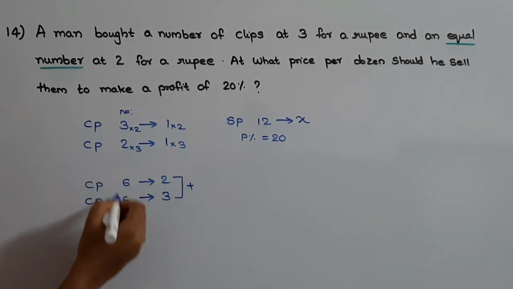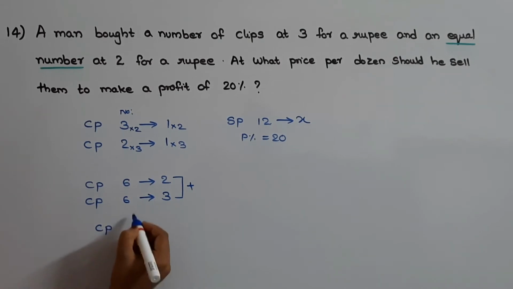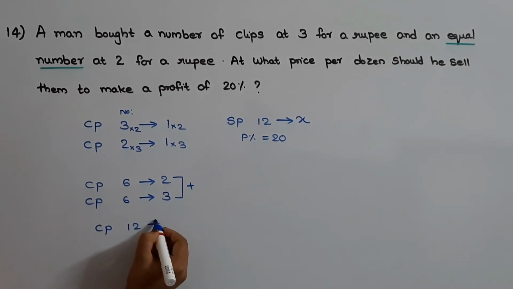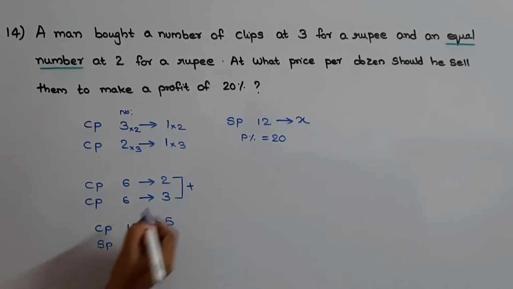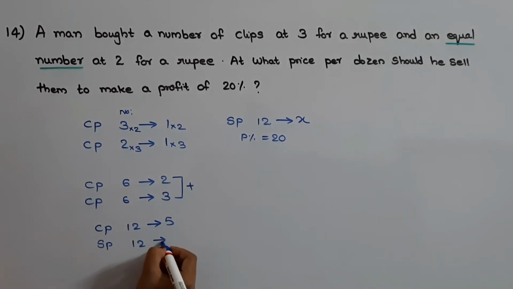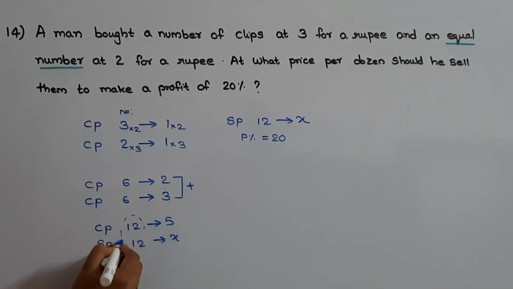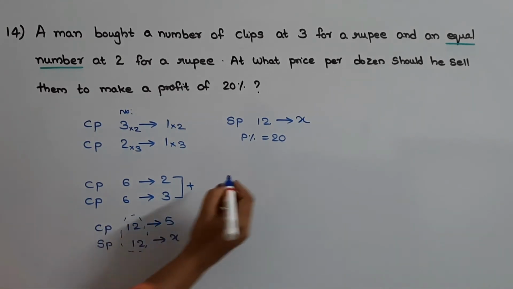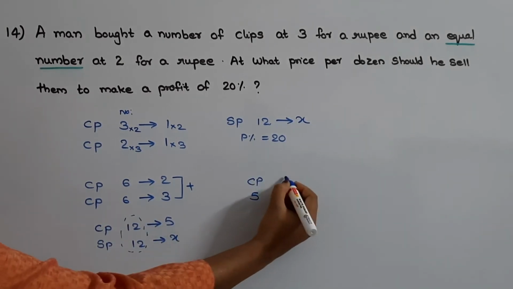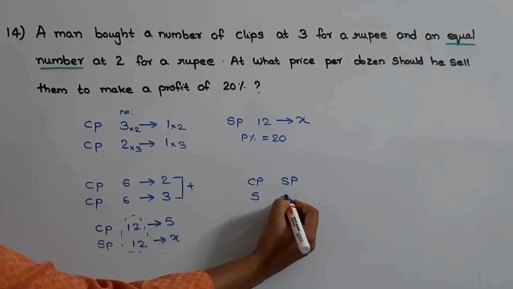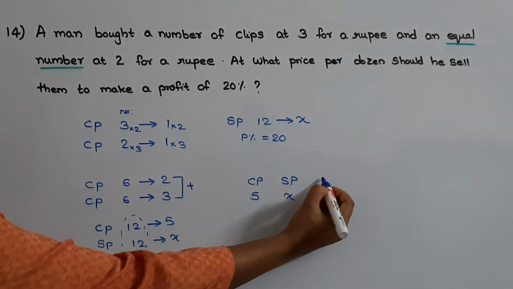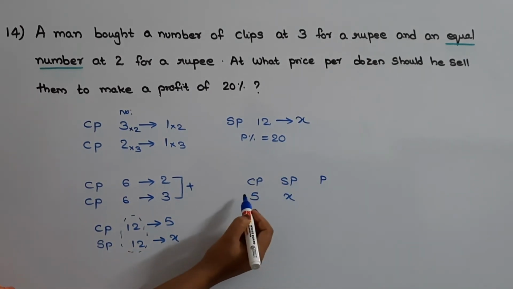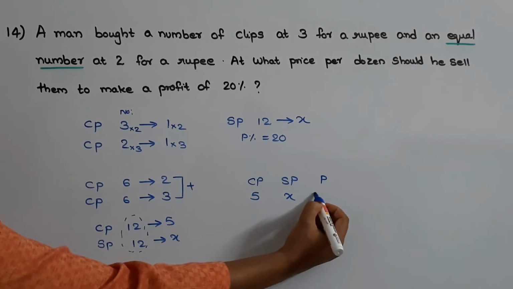On adding both, we get the cost price of 12 clips as 5 rupees, and we have written the selling price of 12 clips as x rupees. Here the number of clips is the same for cost price and selling price, so we can directly consider the cost price as 5 and the selling price as x. The profit percentage is given. So what will be the profit? Profit will be equal to SP minus CP, that is x minus 5.